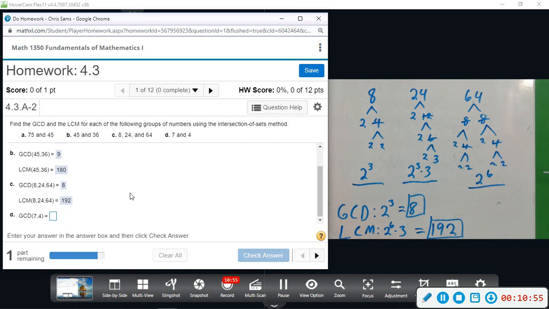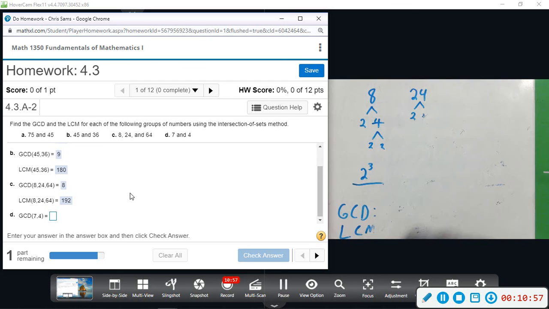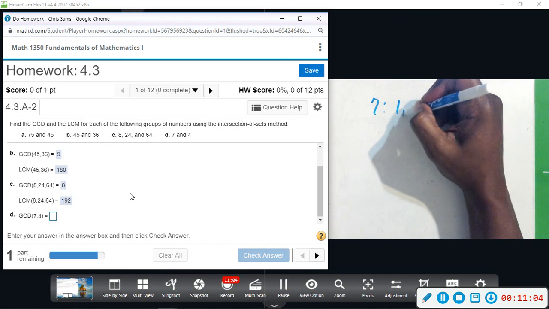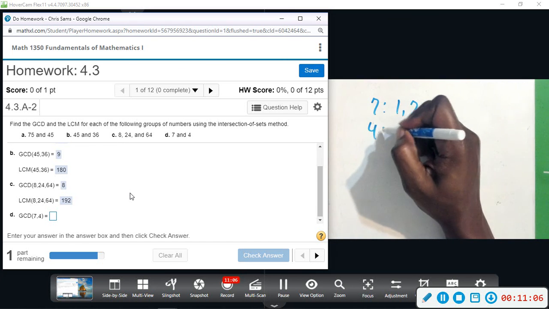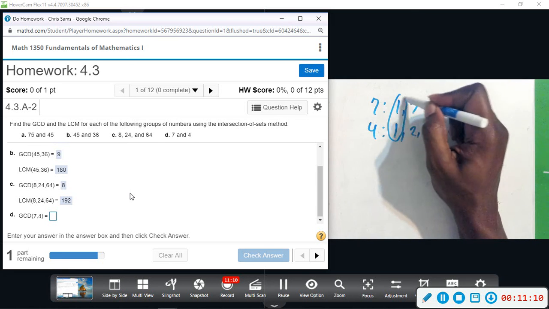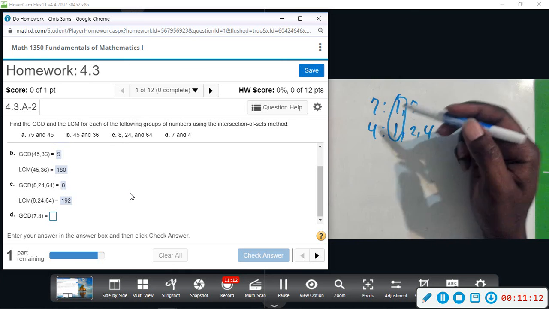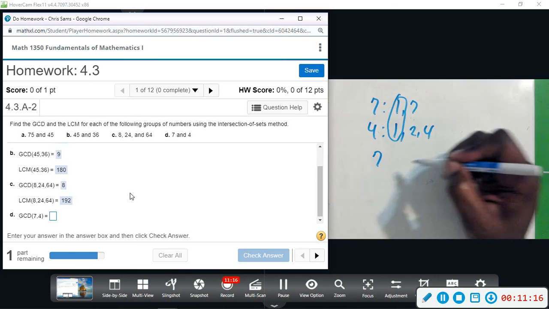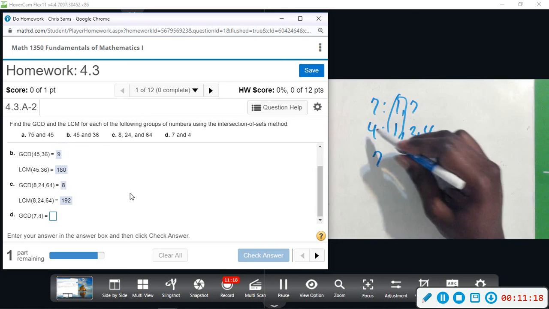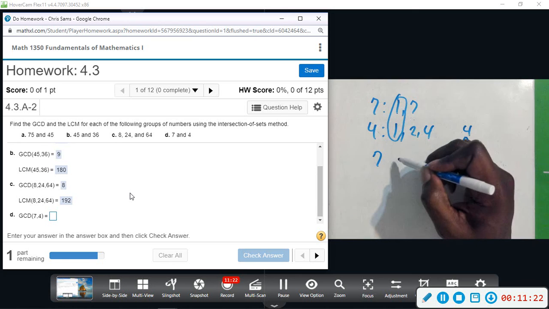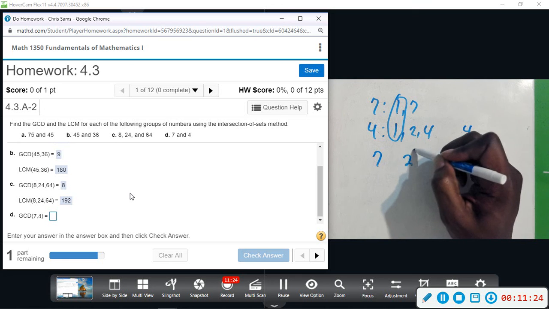Alright, and then with 7 and 4, okay, so the factors of 7 are 1 and 7. Factors of 4 are 1, 2, and 4. They only have 1 in common. And then as far as prime factors goes, 7 is prime. 4 we can break down to 2 times 2. So we're looking at 2 squared.